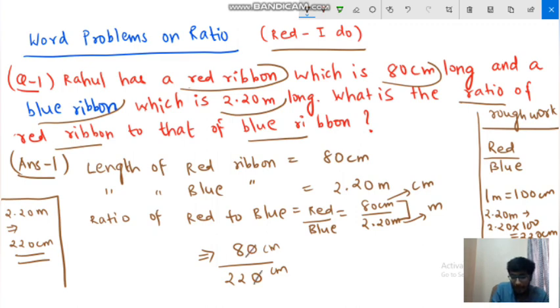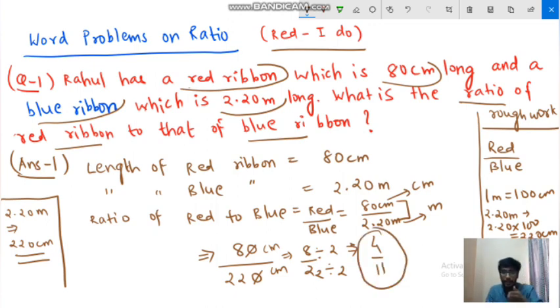Now when I am going to solve it, I can cut 10 and 10, and then I can divide 8 upon 22 by 2 to further simplify it, because both the numbers are divisible by 2, or 2 is the factor for both the numbers. So you will get 4 upon 11, which is your final answer. That is, the ratio of red ribbon to blue ribbon is 4 by 11.